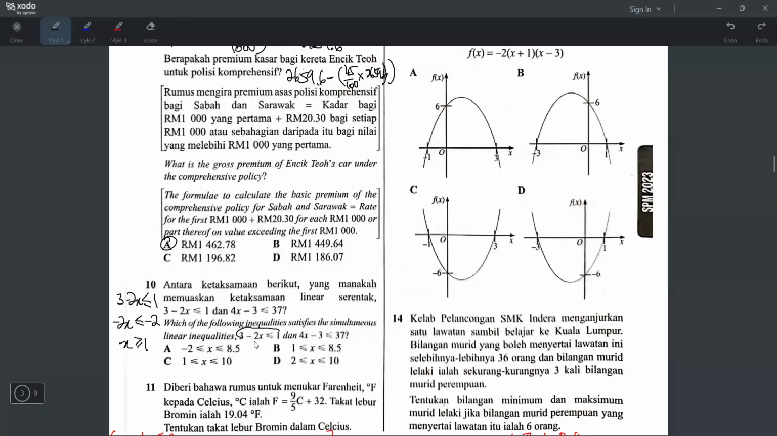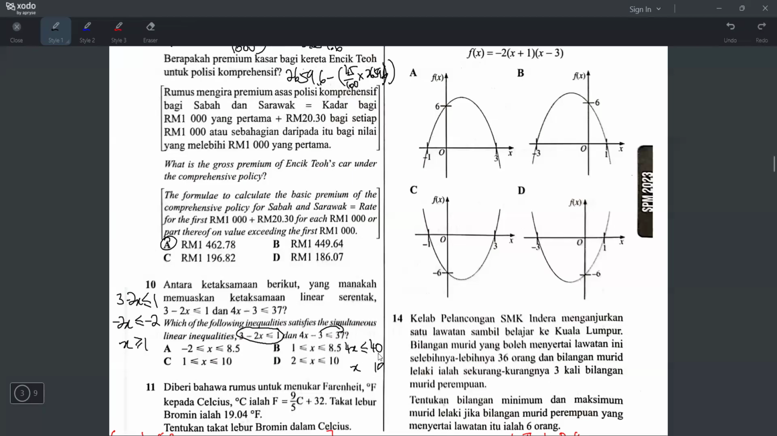That is the solution for the first inequality. The second one, 4x minus 3 smaller equals 37. So how to find x? Pindah 3 ke sana. So jadi 4x smaller or equals 37 plus 3. 37 plus 3 is 40. So x is 40 divide 4, which is 10.